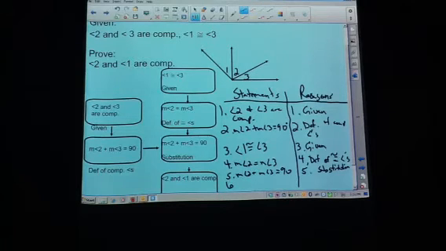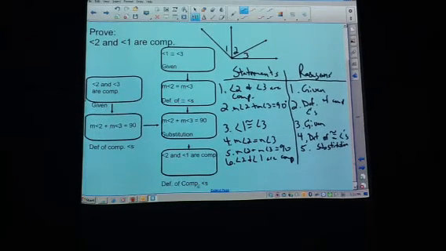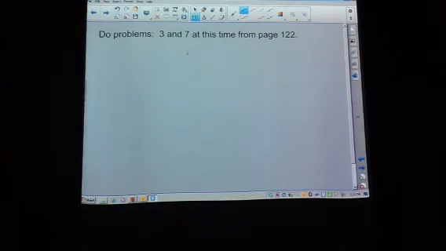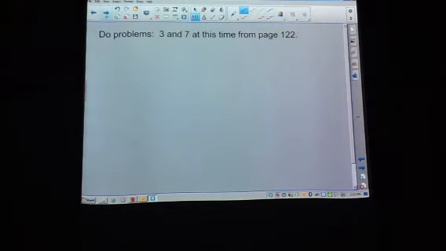And then it looks like I'm down to the very end, which is angle 2 and angle 1 are complementary. And the reason should be given for that, which is definition of complementary angles. So everything is written out for you on these problems here. You just got to go from one form to the other form. So those two are the problems that the regular geometry class would be doing at this time.